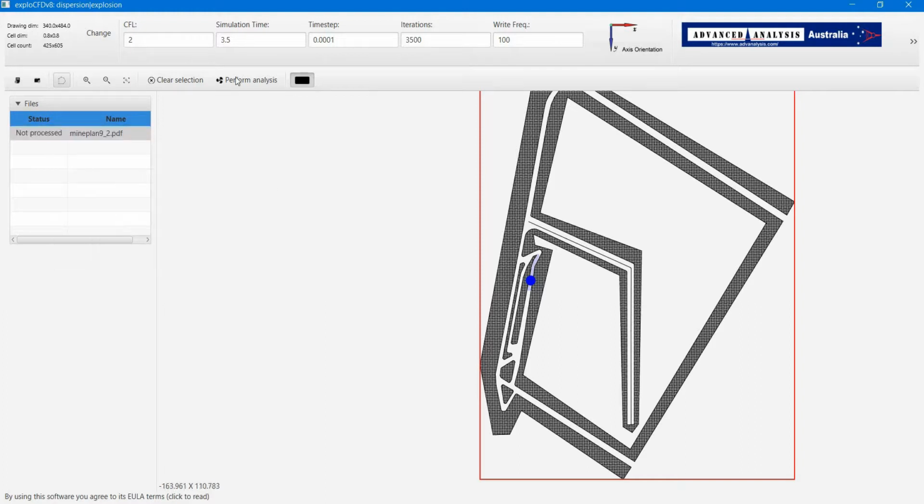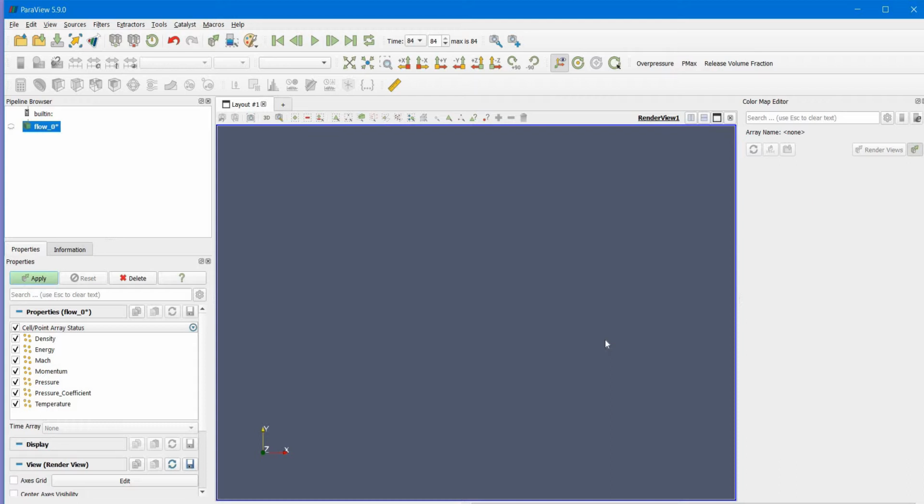Cancel, queue for processing, and away we go. And we'll let that run, and we'll go back and look at the results for the dust explosion as well. So here we go. Okay, now SU2 is finished and it's called Opera View, and we have some results for the dust explosion.